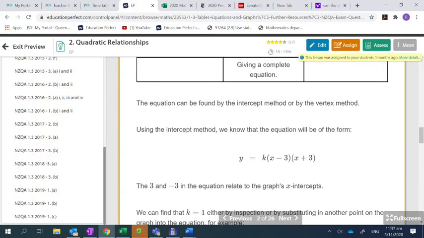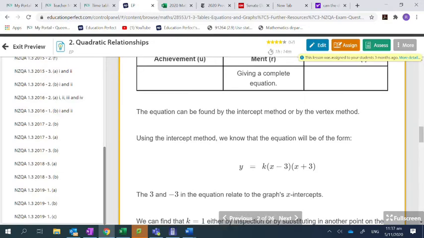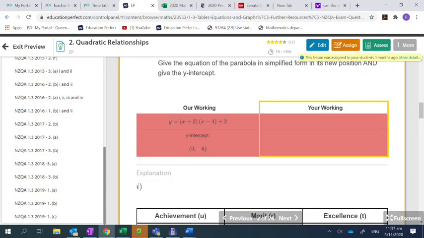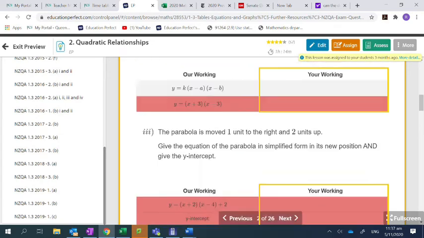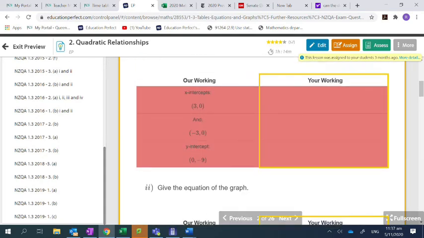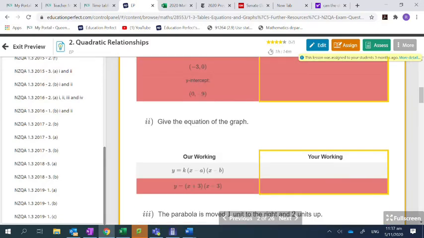The other equation is that y equals a, and then it's like x plus b squared plus something. The other equation that we use is it, the graph of that equation.